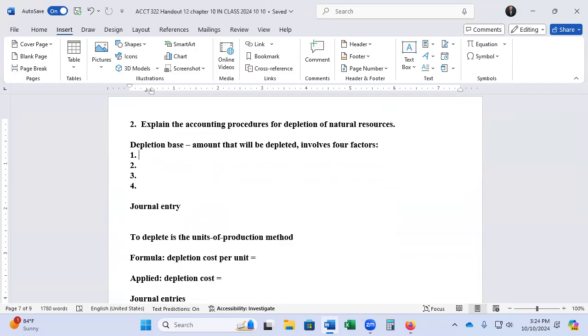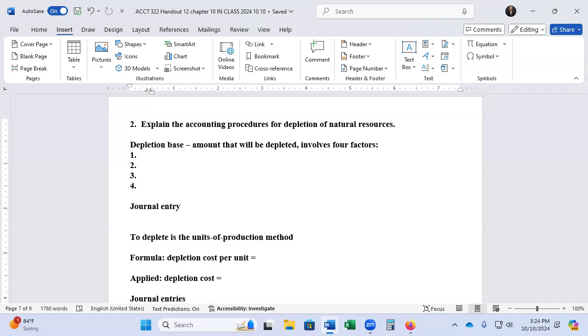Okay, so now we're talking about depletion of natural resources. And it's super complicated. We're going to try to stick to the basics on it. Keep in mind that depletion, some natural resources can be depleted below their historical costs. So you can actually deplete more because we make these strange fair value adjustments with them.